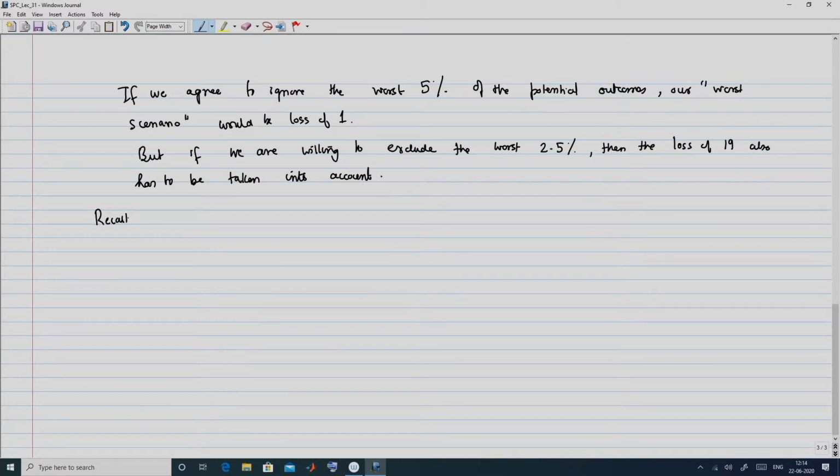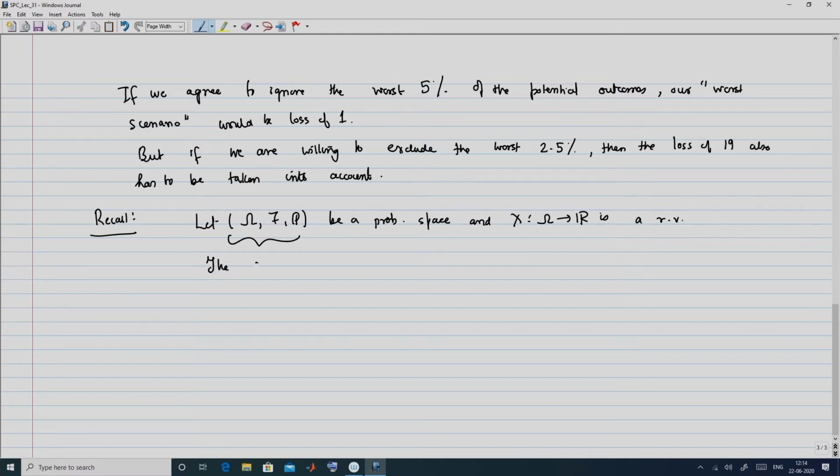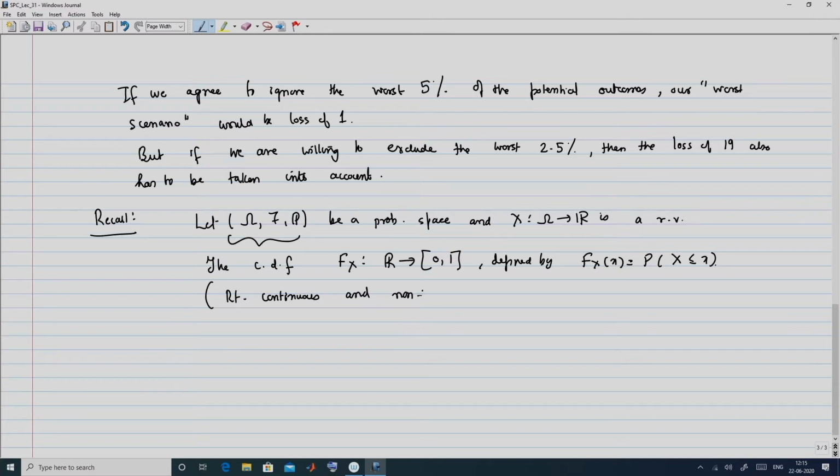Okay, so let us just recall the following: let (Omega, F, P) be a probability space. Here Omega is the sample space, F is the sigma algebra, and P is the probability measure. So, this ordered triplet is a probability space, and X from Omega to R is a random variable. You recall that the cumulative distribution function, CDF, is nothing but a function F_X from R to [0, 1]. Remember, F_X can only be between 0 and 1, and this is defined by F_X(x) equal to the probability of X less than or equal to x. And you recall that this is right continuous and non decreasing.